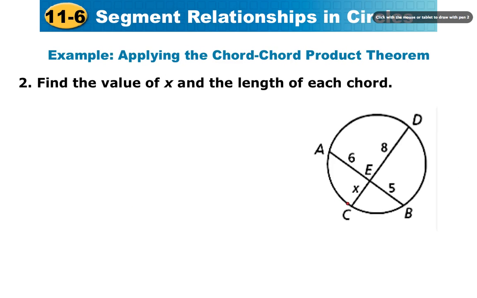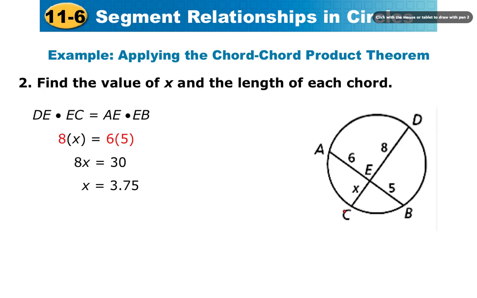Problem number 2. We apply the same theorem. Find the value of x and also the length of each chord. If you apply the theorem, this is what you get. DE times EC should equal this other product, AE times EB. You substitute the lengths, you end up with this equation. You can divide both sides by 8. We can work with a decimal. X is equal to 3.75.